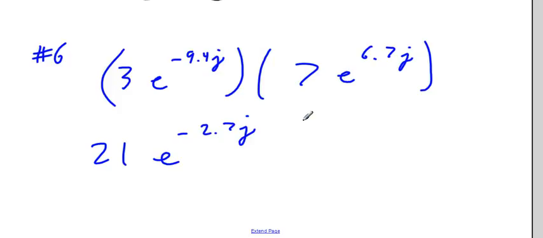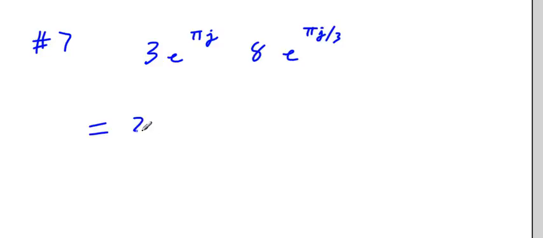All right, now we're going to find the product and write the result in rectangular form. Okay, so that's what we're going to do next. Number 7. 3 e to the pi j times 8 e to the pi j over 3. All right, so that'd be 24 e to the 4/3 pi j. And we want that to be in rectangular form.